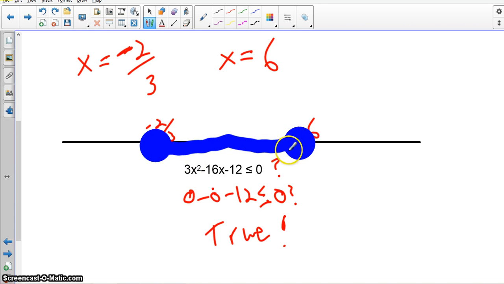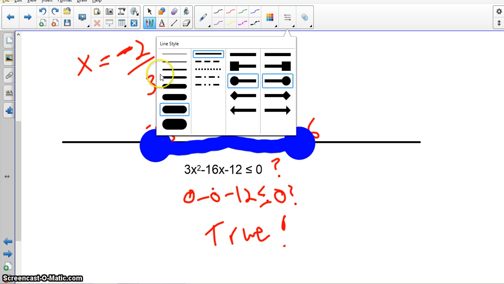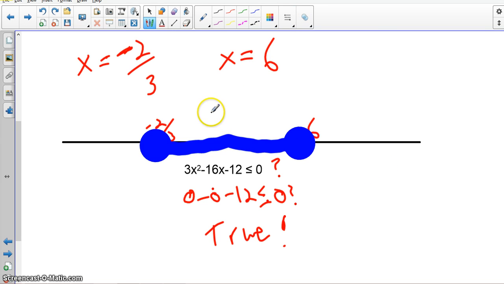I want to emphasize the fact that it's shaded in circles. If you remember from our number line stuff from the beginning of the year and stuff from Algebra 1, shaded in circles emphasizes the fact that it is "or equal to," which is what you have to put in. And so this is negative 2/3 is less than or equal to x is less than or equal to 6. Alright?